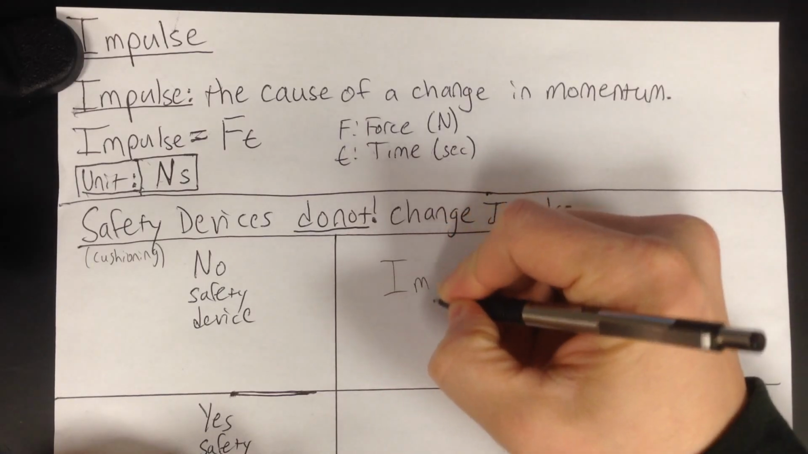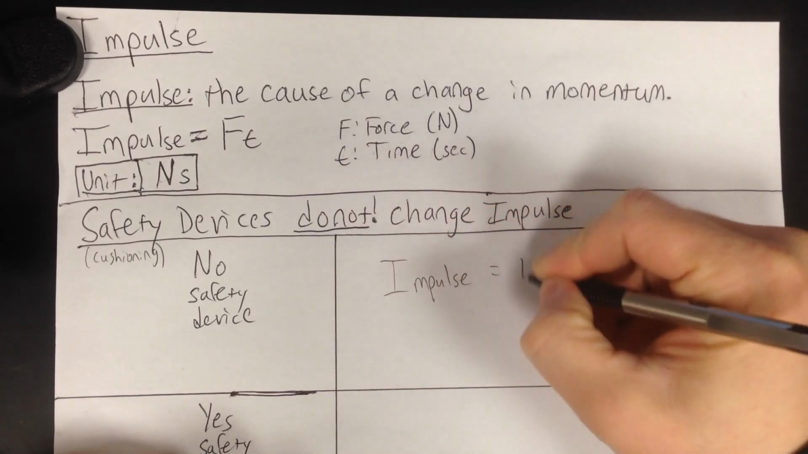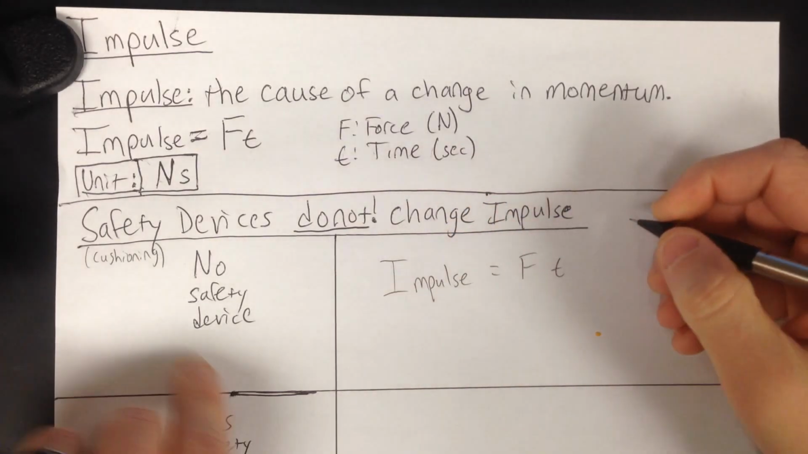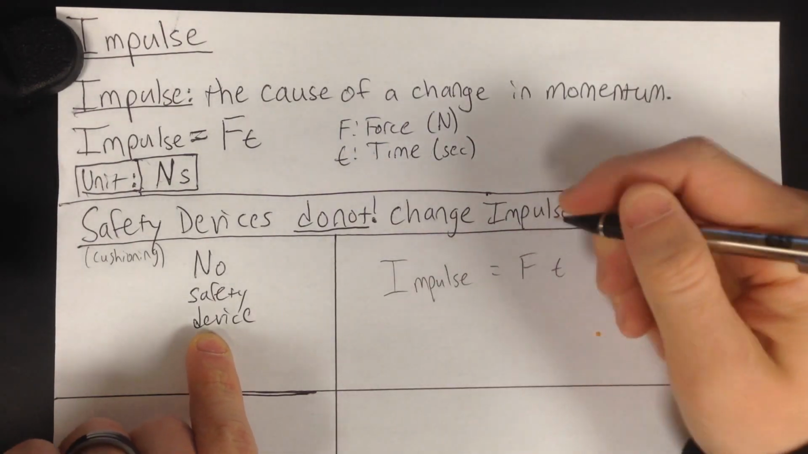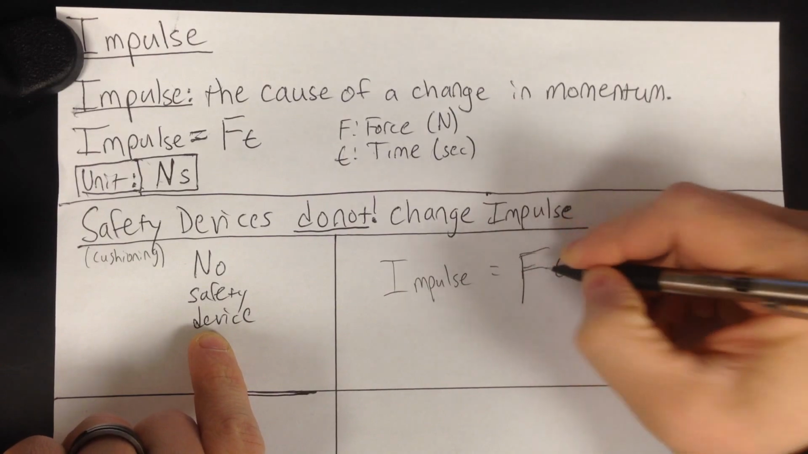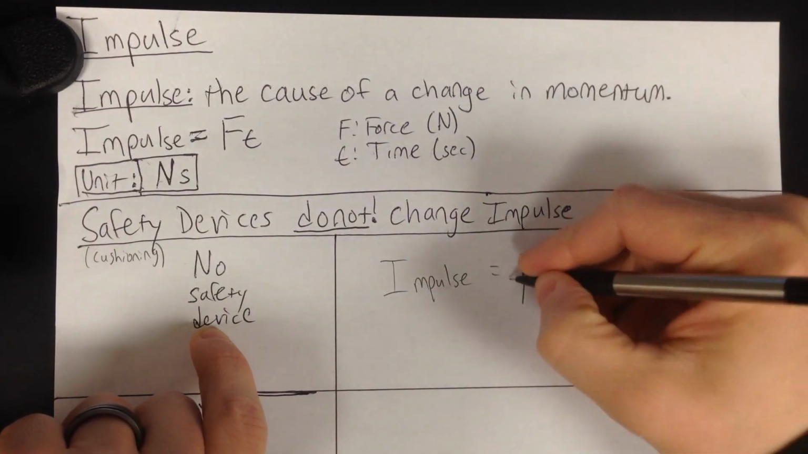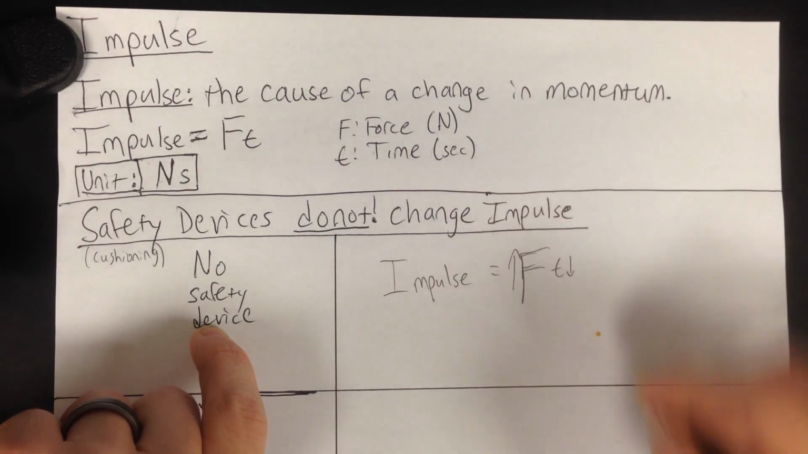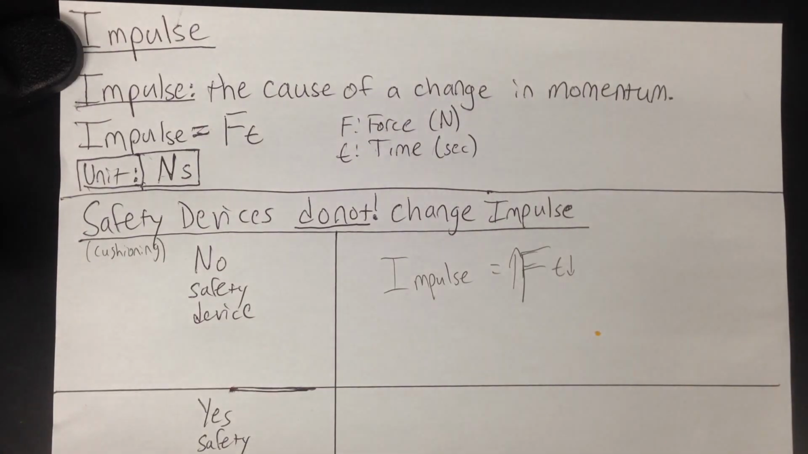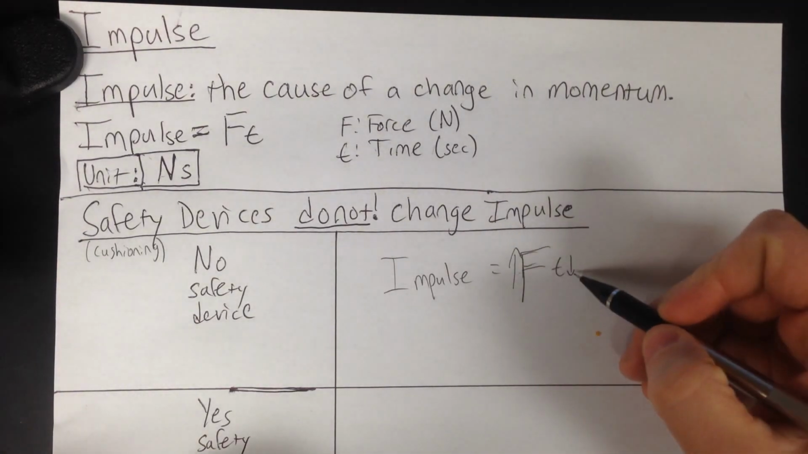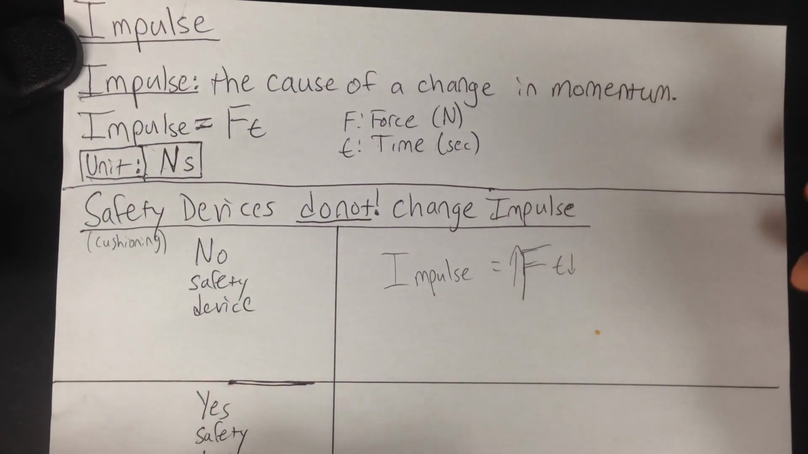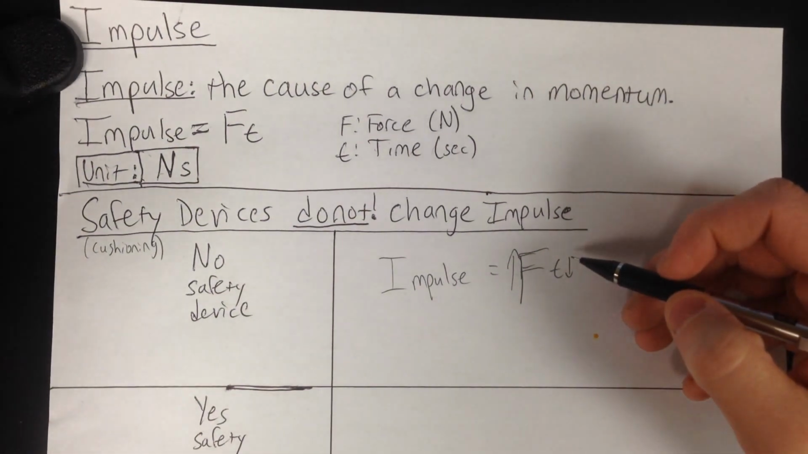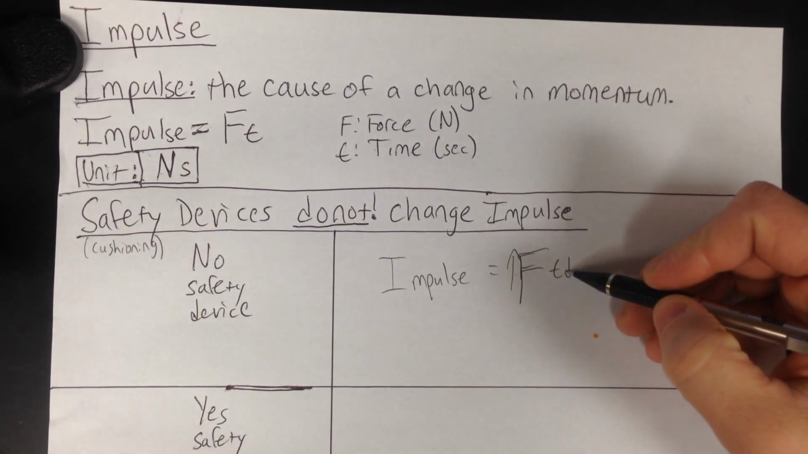So if impulse is force times time with no safety device, the force will be really big, right? And the time will be really small. So you have an arrow next to force saying it's really big, and no safety device, no airbag, it hurts. Why? Because you stop very quickly in a small amount of time.